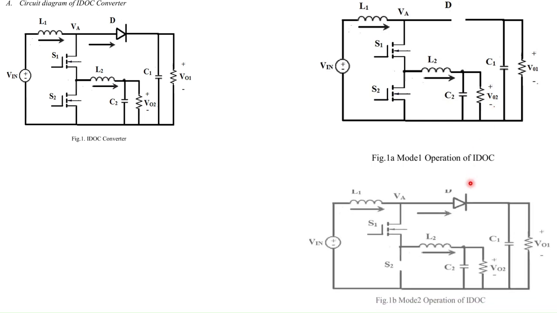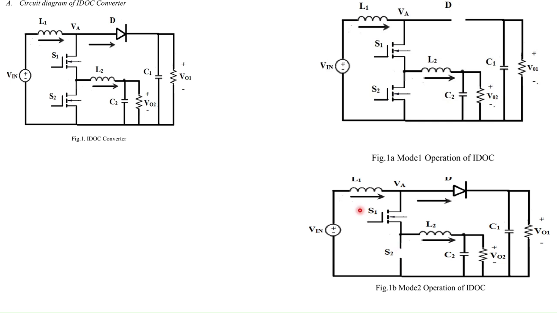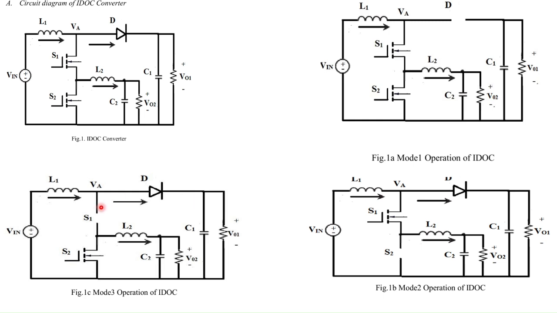Now in the second mode of operation, S2 is open and the current is drawn from the Vin and flows through the L1 inductor and D, which is now forward biased, and the output can be taken at VO1, which will be a boost voltage. At the same time, the current will flow through L2 as well, and the output can be taken at VO2, which will be a step down voltage.